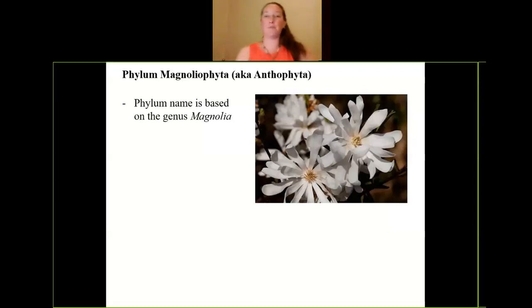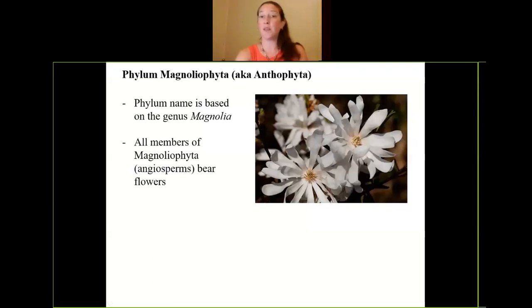And the phylum name is named after the genus Magnolia. So maybe you have magnolia trees growing around your neighborhood, and in spring, you get to see the nice showy flowers. But here's an example of magnolia flowers on the right. And so that genus Magnolia is what gives the name Magnoliophyta for the phylum name of the angiosperms.